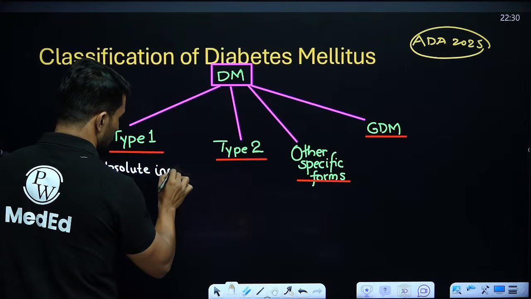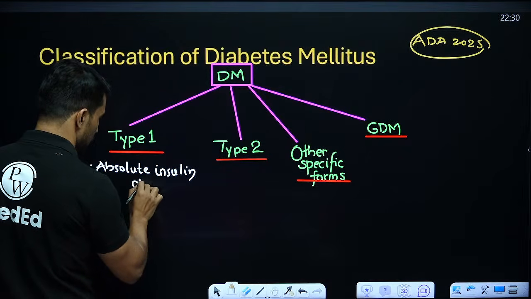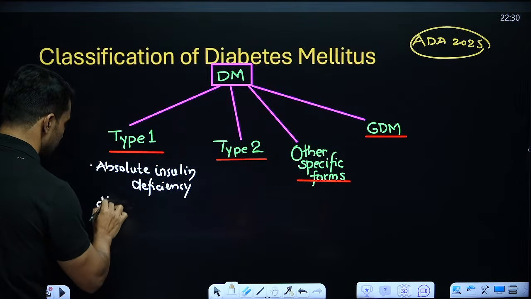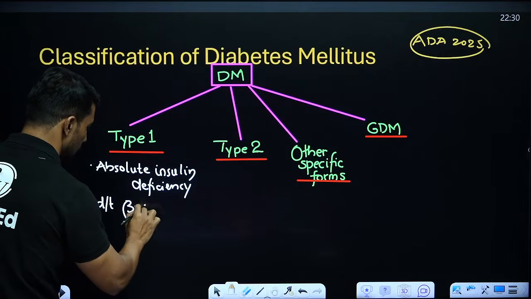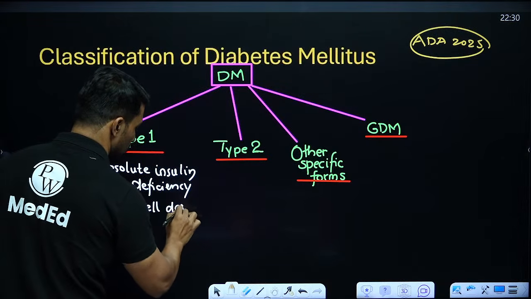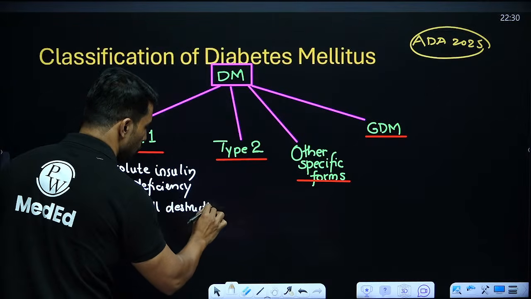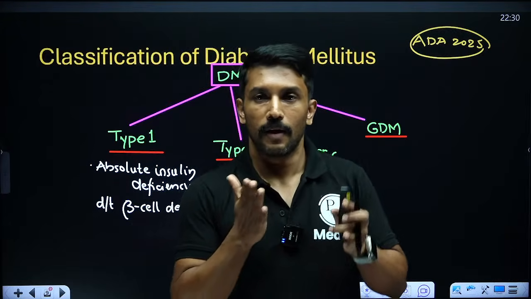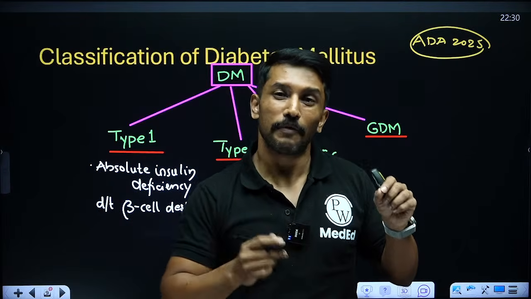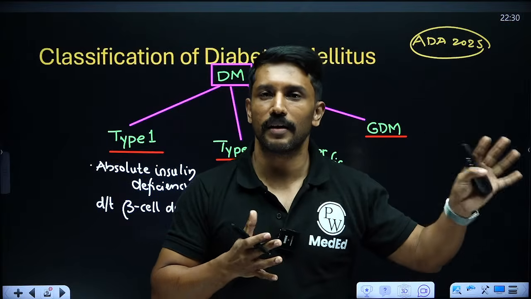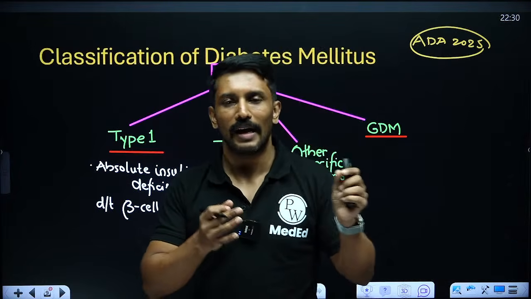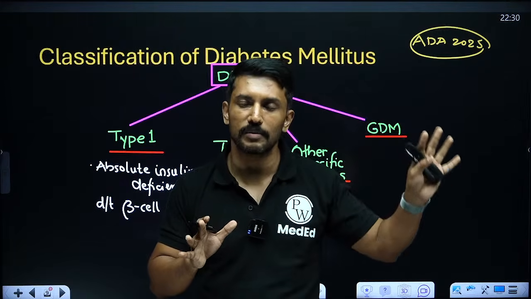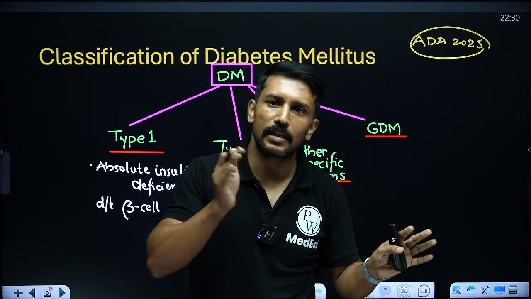Absolute insulin deficiency. What is the reason for this? The reason is beta cell destruction. So beta cells are destroyed, and that's why your pancreas is not able to produce insulin. But the rest of the mechanism is fine: if insulin is given, it will be able to create glycogenesis as well as adipogenesis, and it can decrease the blood glucose level. The rest of the mechanism is all fine, but production itself is reduced.